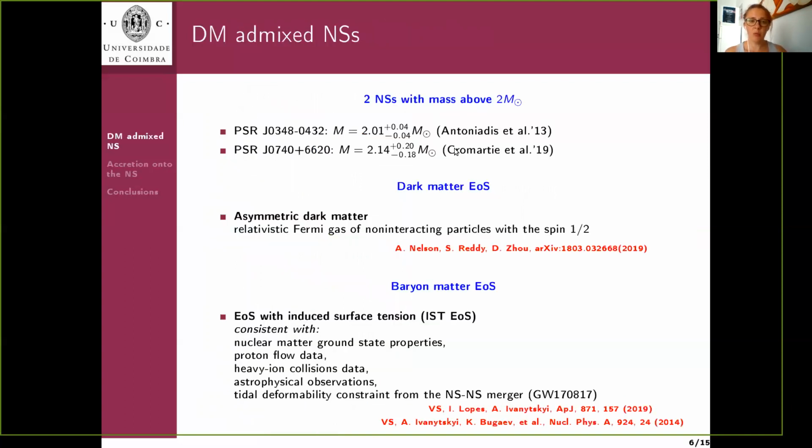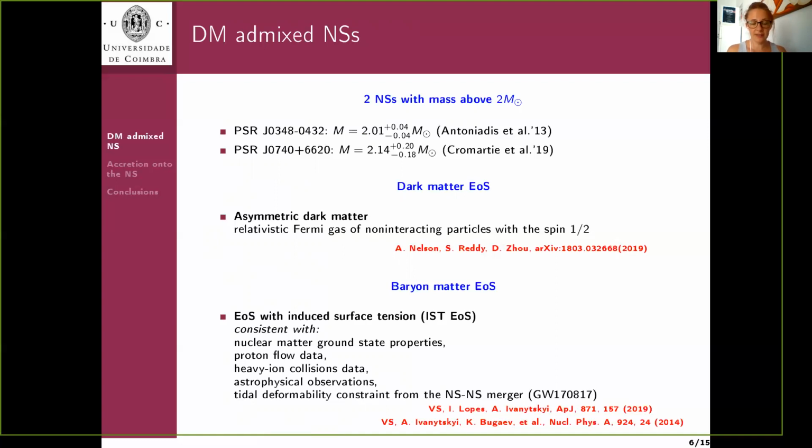In our work, we focused on the effect of dark matter on the properties of neutron stars, and in particular on their ability of reaching the two solar mass limit. So far, we know two neutron stars with masses above 2 solar masses. And despite the big uncertainties in the equation of state and the internal structure of neutron stars, we know that the maximum predicted mass of the neutron star should be at least 2 solar masses.